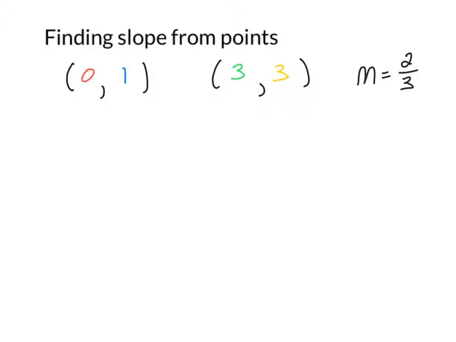And as we'll see in future videos, there's a few ways to do that through either slope-intercept form or point-slope form. But for this video, we're just going to talk about slope. How do I get the slope of a line given any 2 points?